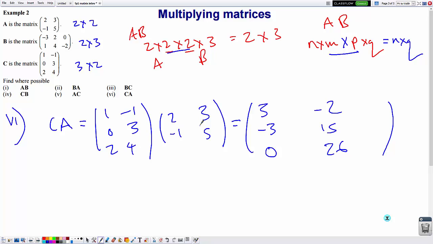So 2 times 3 is 6. Okay, so let's just check. Again, we can check the nodes are integral. 3 minus 2 minus 3, 15, 0, 27. At least it's correct. Okay, that's that. Moving on.